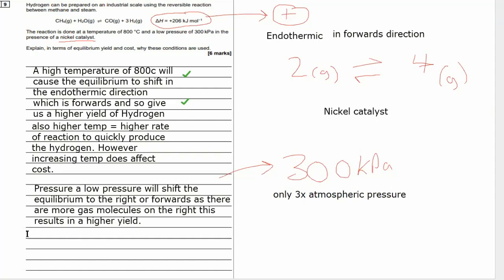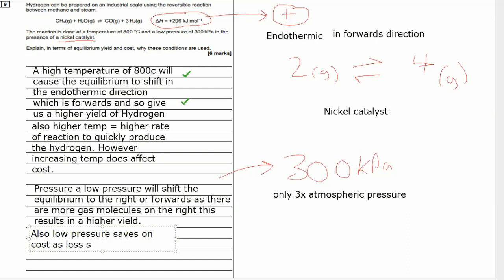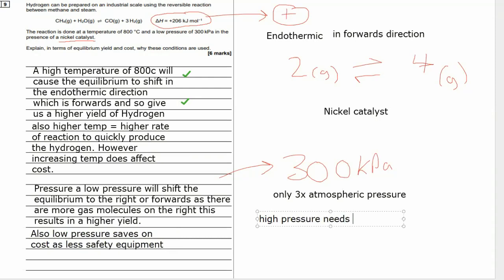Now, a low pressure also saves on cost. Remember, we have to talk about cost with each of these. So the low pressure saves on cost because you need less safety equipment, less goggles, less helmets, less thick steel reaction vessel walls. So you're doing this in massive vats. You might be making all of this in big reaction systems, and you need very thick steel walls to stop explosions when you have high pressure. You don't have to spend your money on that when you're using a low pressure.